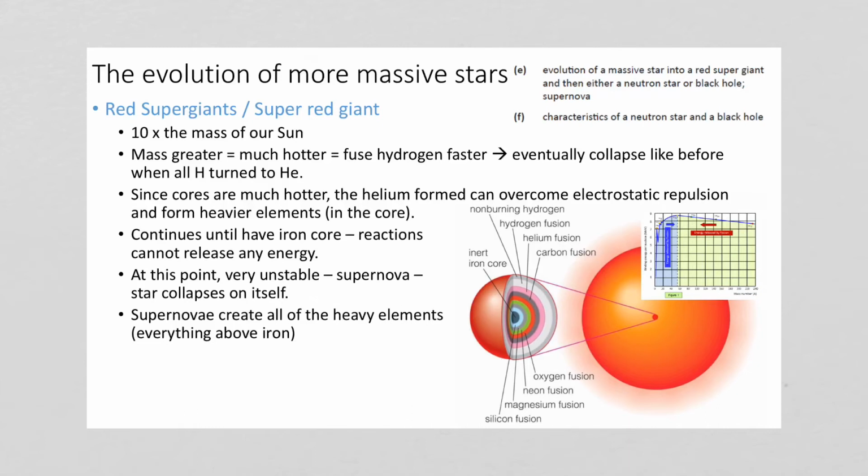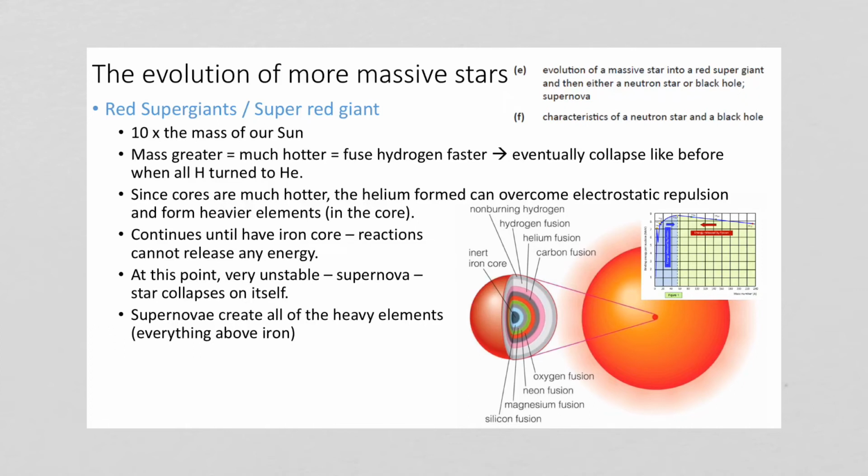And like before, when you get an unbalance between the radiation pressure and the gravitational pull, in this case the energy isn't being released, so it becomes very unstable, and the star then goes into supernova, and the star collapses on itself. In the huge explosion of the supernova, you'll be able to look at some pictures on the internet of this. They're the pretty ones that you often see. That's where the heavy elements are made.